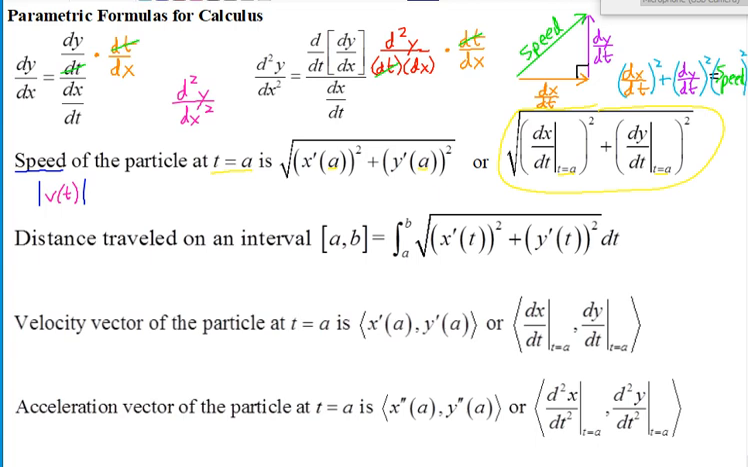All right, so that moves us to distance. Remember, distance, or sometimes it's referred to as total distance, means the same thing, traveled on some interval from a to b. Remember, we did this with regular velocity. When something was moving just one direction, it was the integral from a to b of speed, the absolute value of velocity.